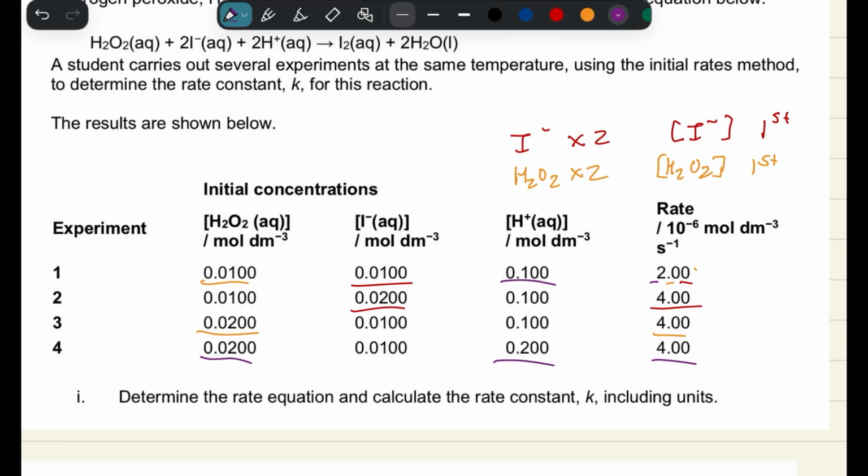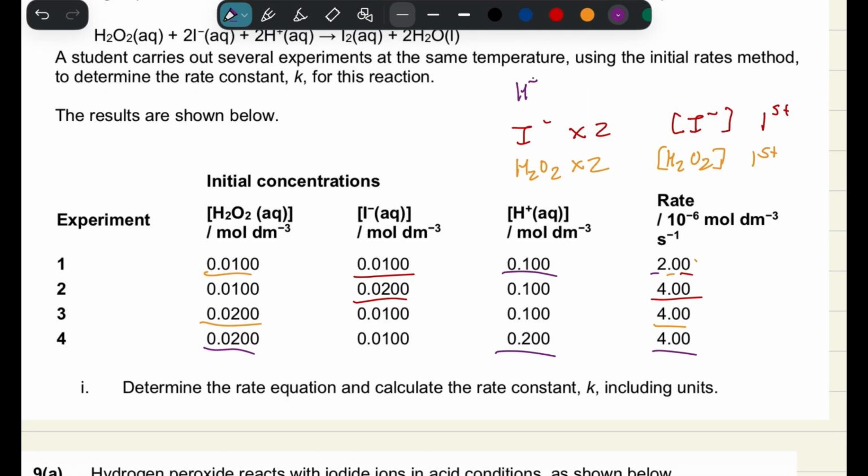Now finally, let's look at the purple. Unfortunately for the proton, you can see that there's actually no experiment where this is the only one that changes. So we need to make do and go with experiment 1 and 4. Looking at experiment 1 and 4, you can see, yes, the concentration of your proton does double, but you can also see that the concentration of hydrogen peroxide has also doubled. Now let's see what happens to the rate. Rate doubles.